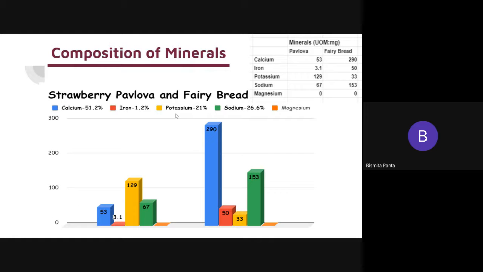And this is the mineral composition of strawberry pavlova and fairy bread. They contain the highest calcium with 51.2%. They also contain sodium with 26.6%, potassium with 21%, and the least amount of iron with 1.2%.